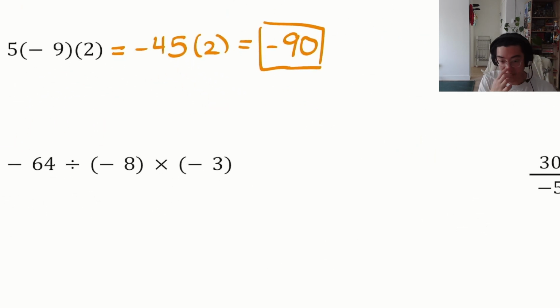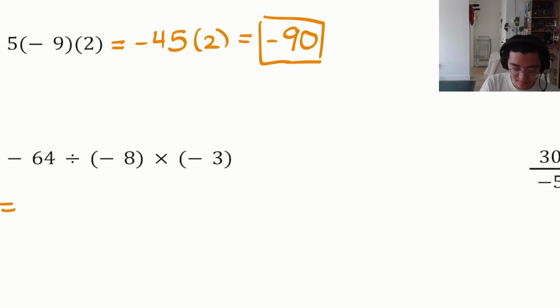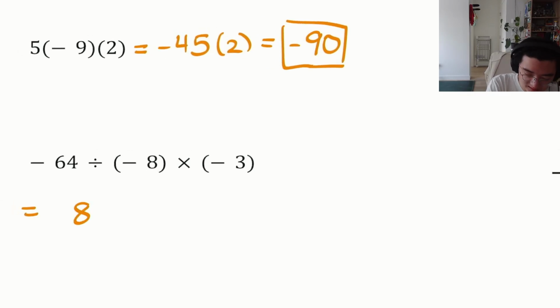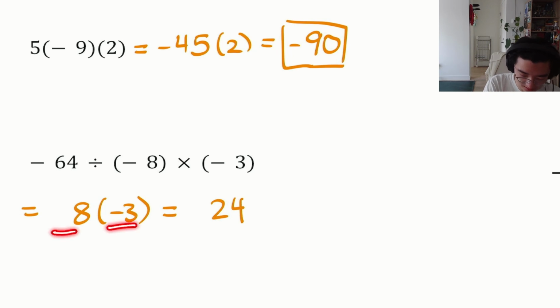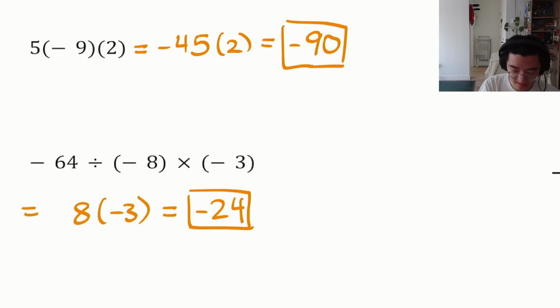Once again, left to right. 64 divided by 8 is 8. Because it is a negative 64 and a negative 8, the answer is positive, so it's just 8 times negative 3. Again, since I'm lazy, I'm just going to ignore the multiplication sign. 8 times 3 is 24. Negative 3, positive 8, opposite signs, so the answer must be negative.